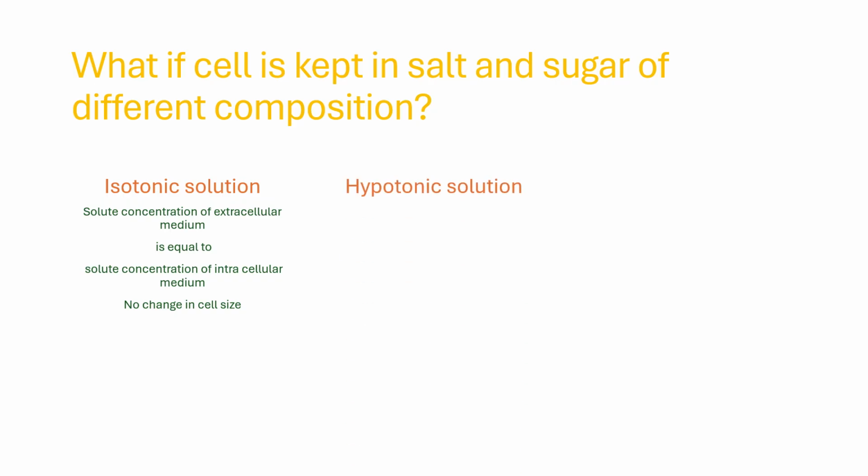But in the hypotonic solution, solute concentration of the extracellular medium is less than solute concentration of the intracellular medium. Means the outside solute concentration is less. That is, salt or sugar is present less outside the cell than inside the cell. So what will happen? The cell size will increase. That is, water will move inside the cell through the cell membrane.